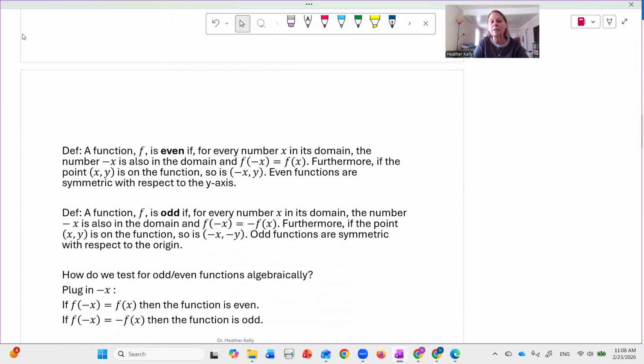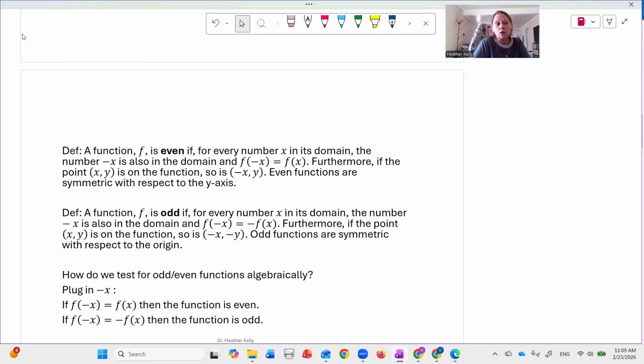A function f is even if for every number x in its domain, the number negative x is also in the domain, and f of negative x is equal to f of x. Furthermore, the point (x, y) is on the function, and so is (negative x, y). Even functions are symmetric with respect to the y-axis.